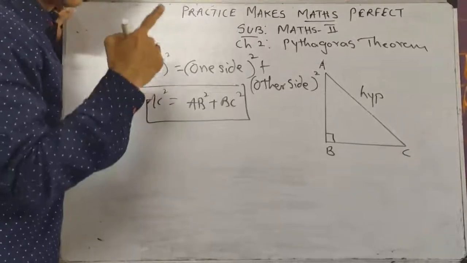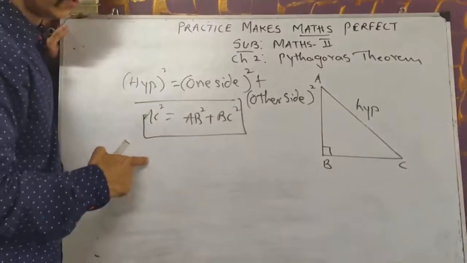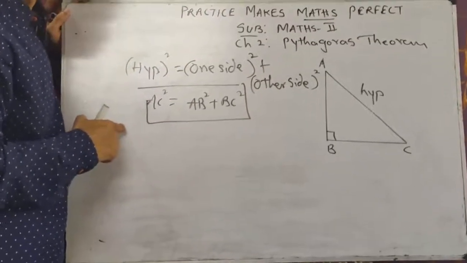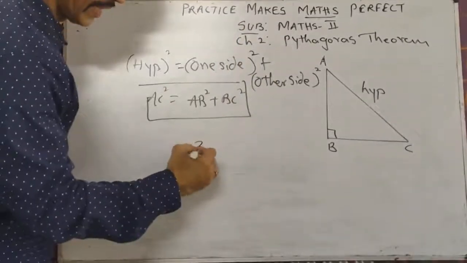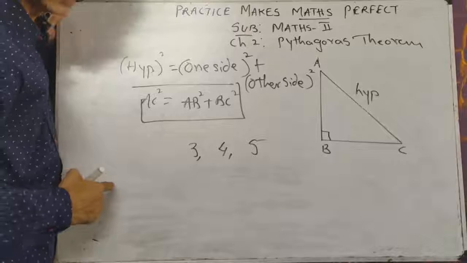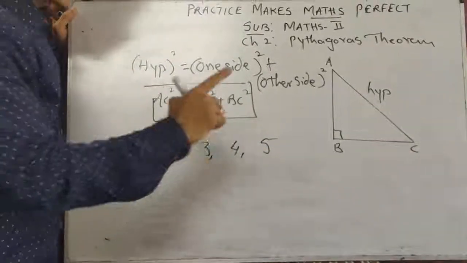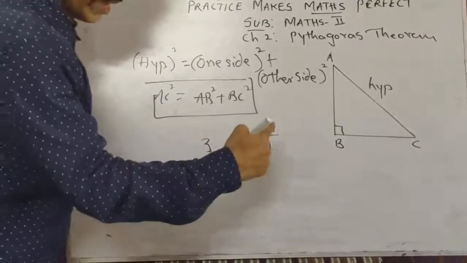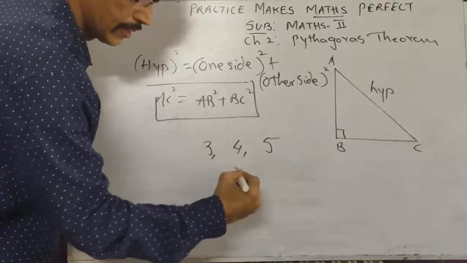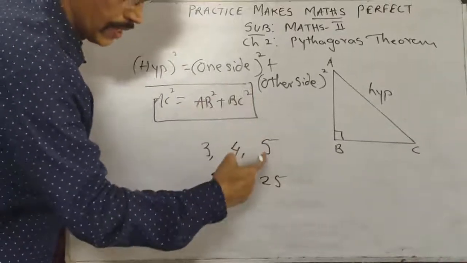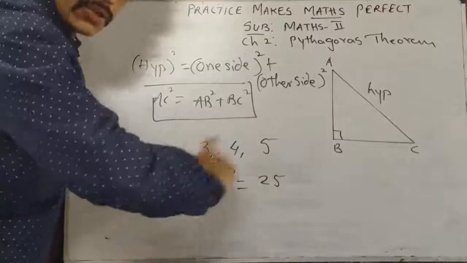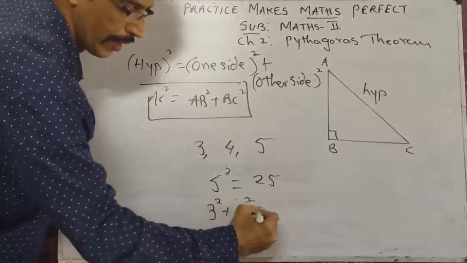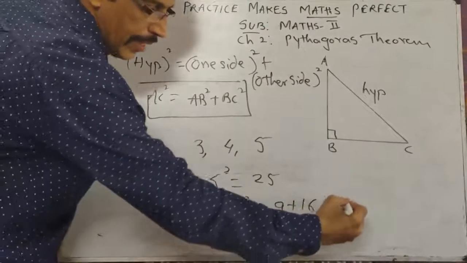Okay. Now in this chapter you are going to study about the Pythagorean triplet also. When three numbers are given to you, for example 3, 4, 5, these three natural numbers, the square of the largest number, means 5 square, is 25. The square of the largest number must be equal to the sum of the squares of the other two, means 3 square plus 4 square. 9 plus 16 will be 25.